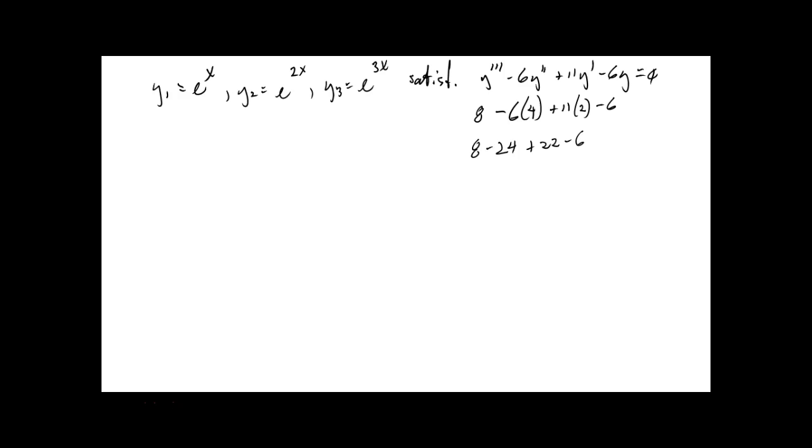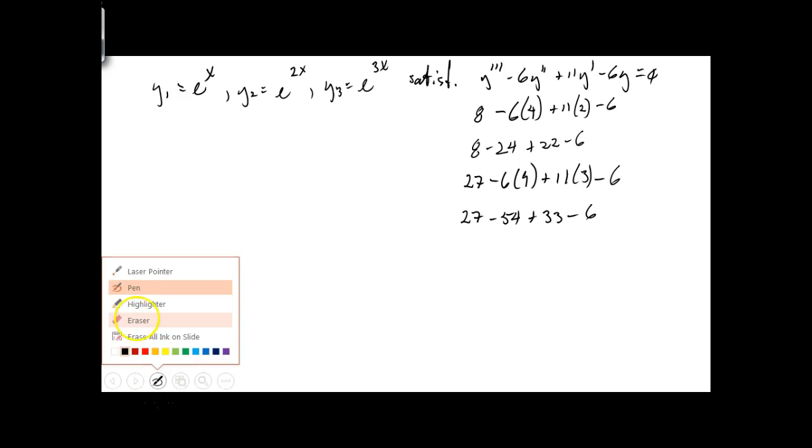Let's do it for the third one. Okay? That would be 27 minus 6 times 9 plus 11 times 3 minus 6, right? Okay? See what that gives us. 27 minus 54 plus 33 minus 6, minus 60 plus 60. Those are not too bad, were they? You got what we were doing? Because the functions stay the same, you know. Okay. So I love exponentials, okay?